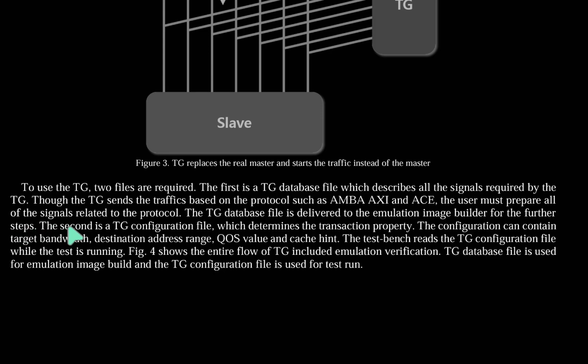The second is the TG configuration file, which determines the transaction property. The configuration can contain the target bandwidth, destination address range, the QoS value, and the chain hint. The test bench reads the TG configuration file while the test is running. Figure 4 shows the entire flow of the TG, including emulation and verification. The TG database file is used for emulation image build, and the TG configuration file is used for test run.